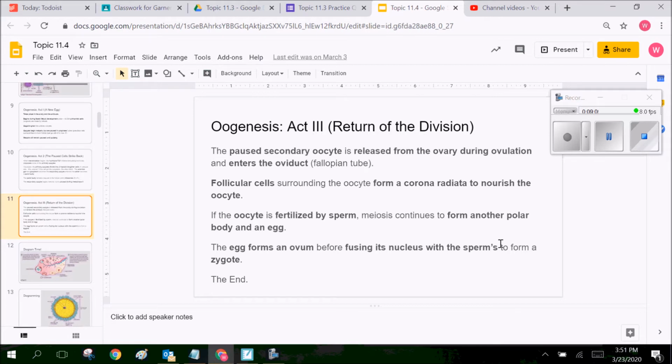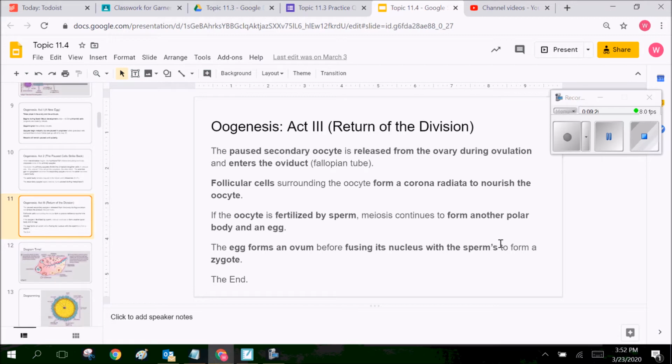If the oocyte is fertilized by sperm, it will form another polar body and an actual precursor to the egg, and the egg will form into an ovum before it fuses its nucleus. So you're like, wait, hang on, slow down.